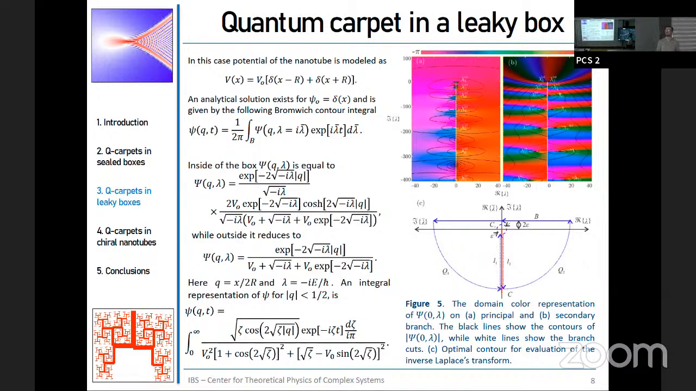the value of this function on the first sheet, you will get something like this, without any resonances at all. And what you achieve is an integral representation of your wave function coming only as a contribution from the branch. This is a little bit technical.